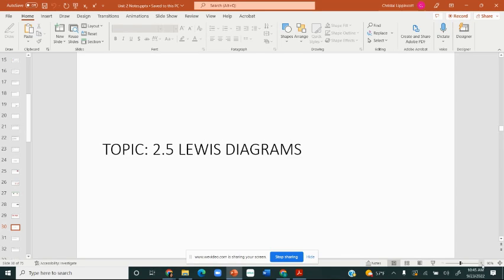Lewis structures. Many of you have been through this. We did this in regular chem. We did it much more extensively in honors, but we did do it in regular chem. Lewis diagrams are named after the guy that developed these, and Lewis diagrams help us determine how these atoms are going to bond.